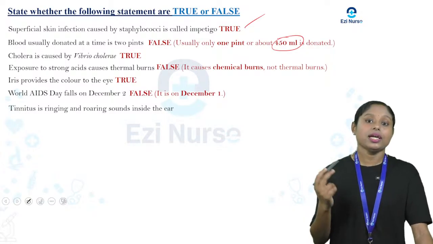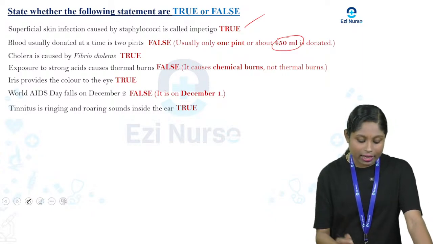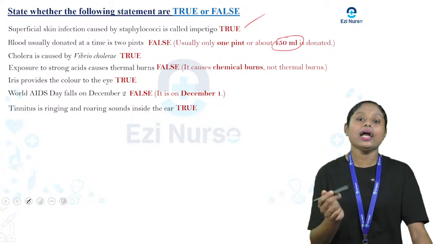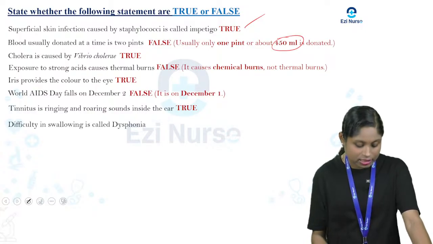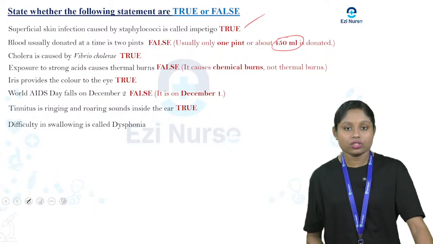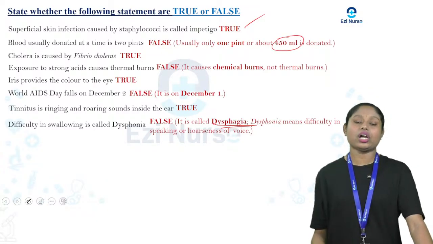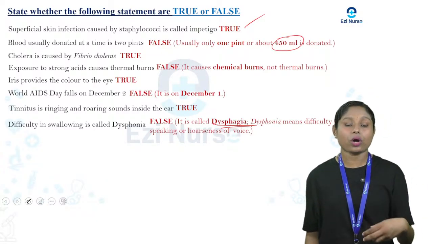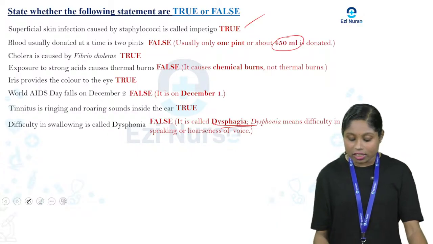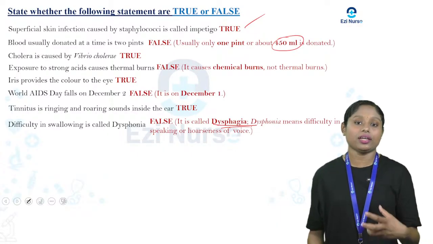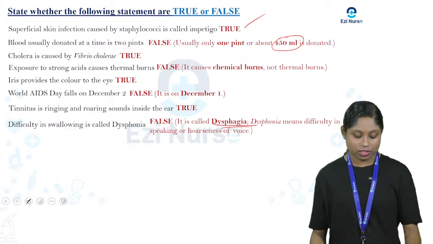So what is tinnitus? It is true. It is the ringing and roaring sound inside the ear. So that is what is known as tinnitus. Difficulty in swallowing is called dysphonia. It is a false statement. It is called dysphagia. If a person is having difficulty in swallowing, it is dysphagia. Dysphonia means difficulty in speaking or hoarseness of voice.